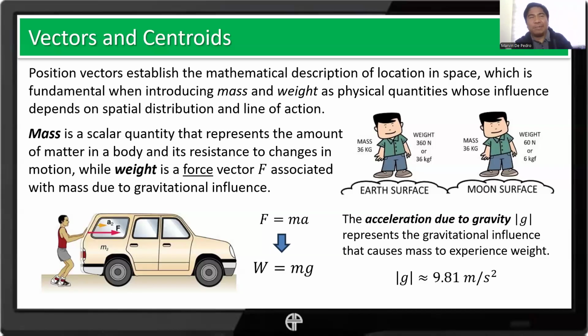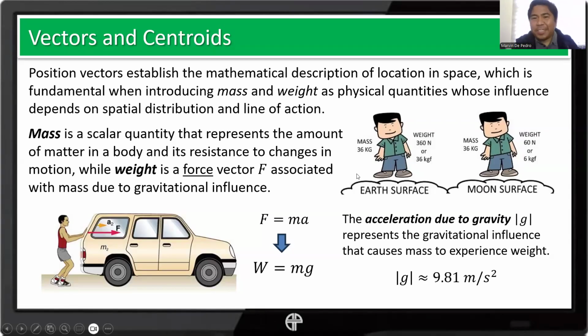But we got used to it that weight is measured in terms of kilograms, because it has been accepted eventually. That's why we have the terms kilogram mass and kilogram force. Sorry for that interruption.